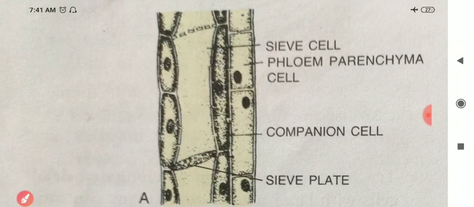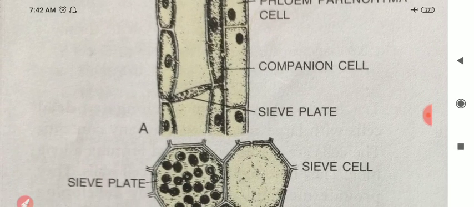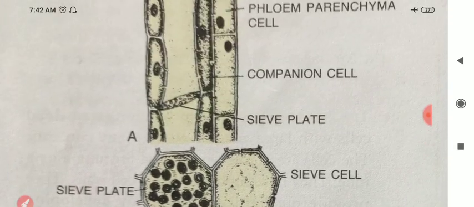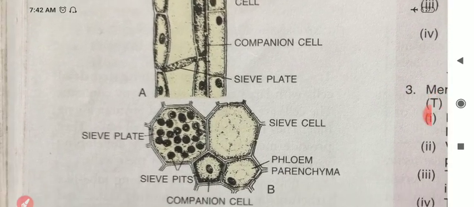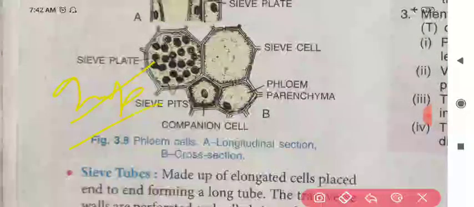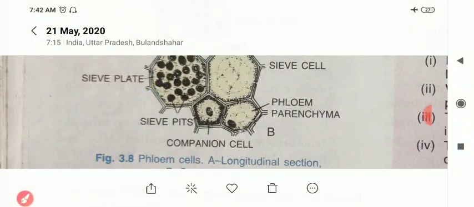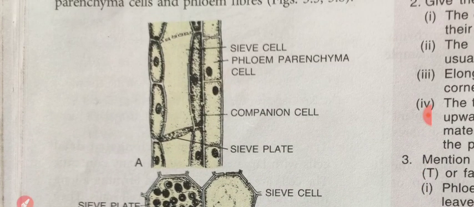This is the diagram, my dear students, which you must draw in the notebook. This is the diagram of phloem cell. This is one of the important diagrams. Clear? This can be asked to draw or label. So all of you must draw it and understand the labeling of this diagram.